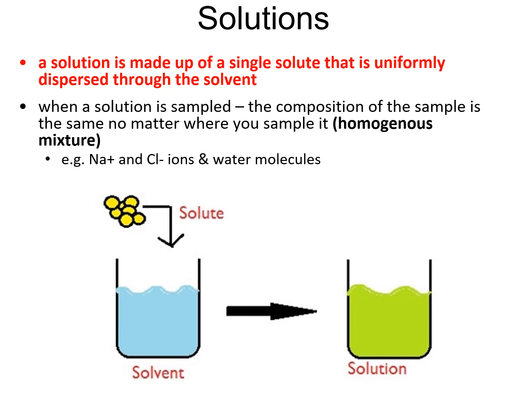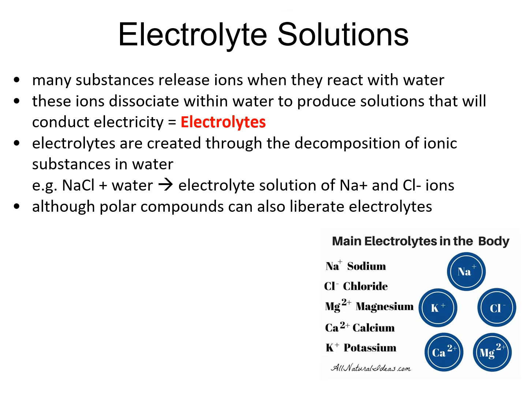For example, if you were to take sodium chloride and throw that into water as a solvent, you would end up with a sodium chloride solution. If you looked anywhere in that solution, you would find sodium, chloride ions, and water molecules. Many substances release ions when they react with water, and a lot of these substances are salts. These ions dissociate within the water to produce solutions that will conduct electricity, so these ions are referred to as electrolytes.